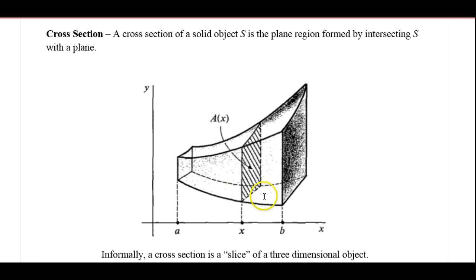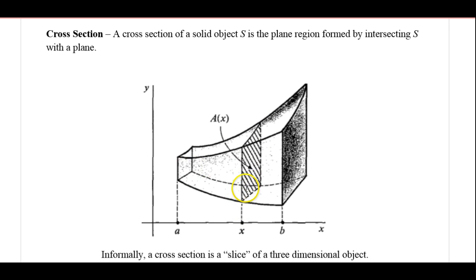So here's an awkward looking three-dimensional object here. So this whole object would be considered S. And we're interested in, sort of informally, a cross-section is a slice of a three-dimensional object. So what we think about doing is we think about intersecting the entire object with a plane. So we should try to think about a plane as a sheet of paper. So imagine slicing this object with the sheet of paper. What would the resulting cross-section, what would a slice look like?